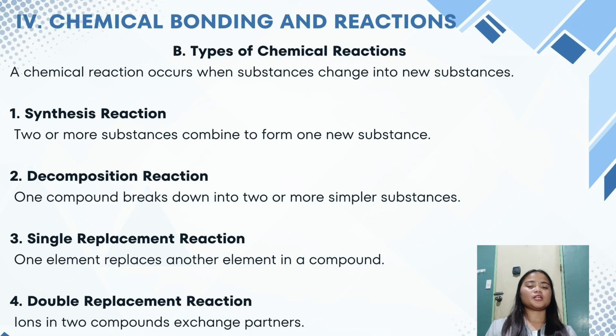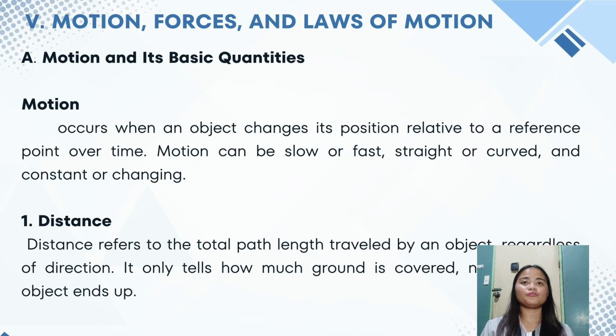Single replacement reaction: one element replaces another element in a compound. Double replacement reaction is when ions in compounds exchange partners. Two compounds that exchange a partner is what we call the double replacement reaction.